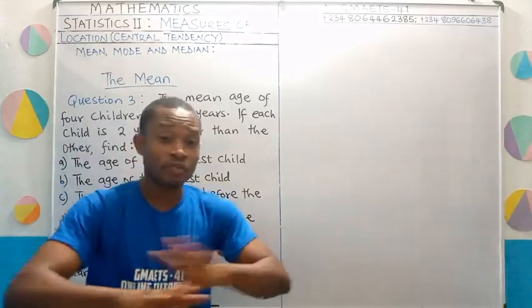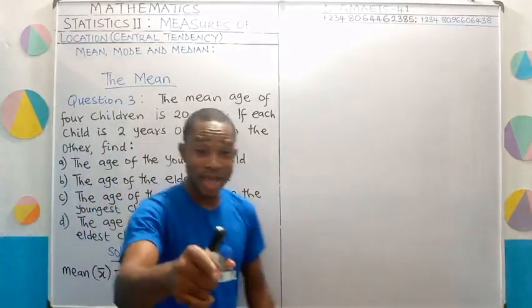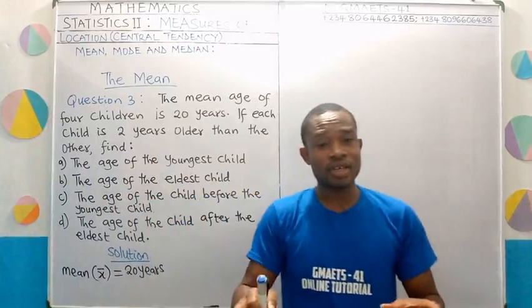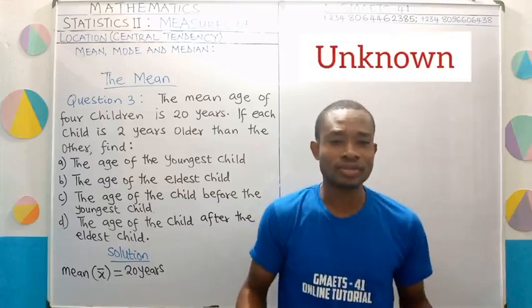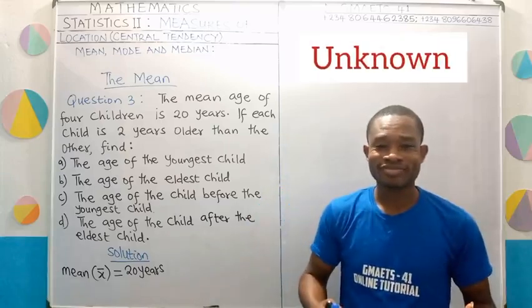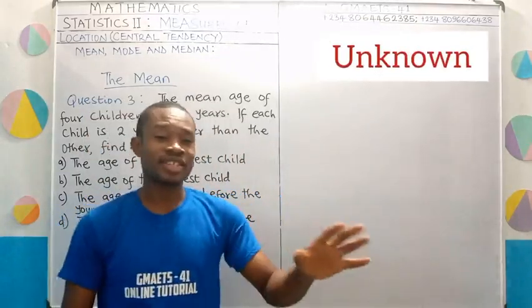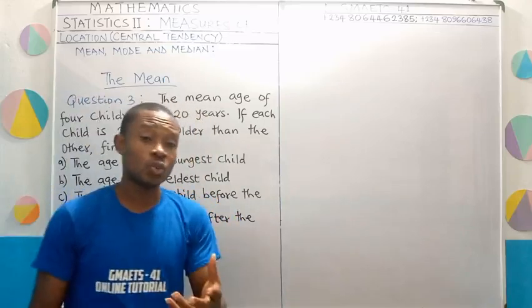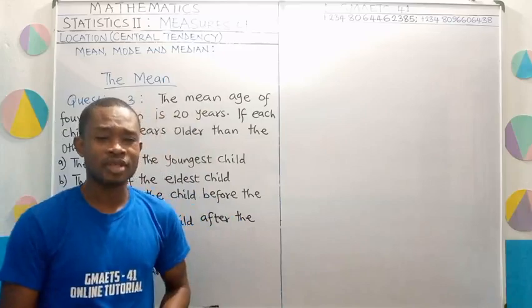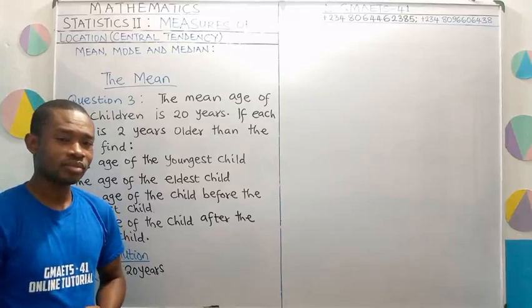Remember, we don't know the age of any of the children. In mathematics, when you're solving something and you don't know what that thing is, it is an unknown. That is what you are looking for. You can call it x. So you see, we never get tired of finding x. But you can choose to call it y or any other alphabet. Let me take it to be y this time around.